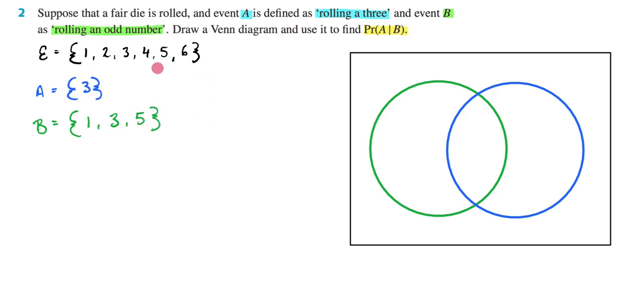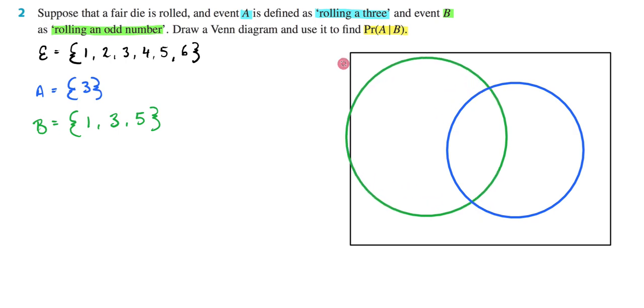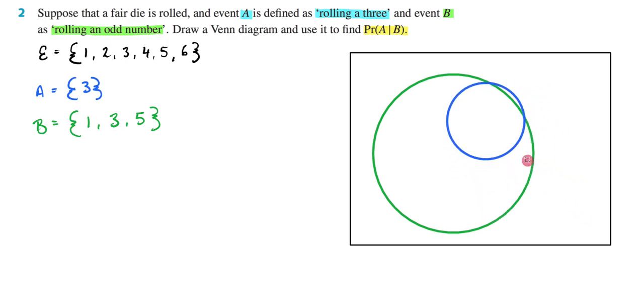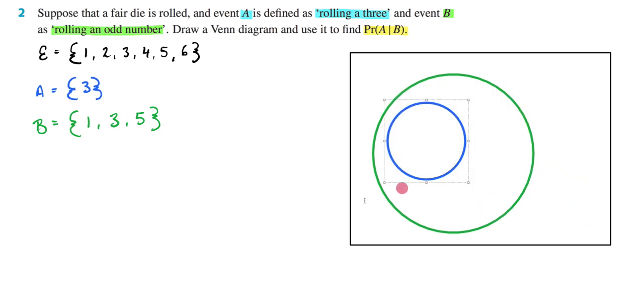Alright, so now that we have all this information, we can begin to put it into our Venn diagram. Before I start drawing my Venn diagram, I want us to note the fact that A is a subset of B. And that's because A exists within B, because I have a 3 here, and that 3 is there as well. So when we come to draw our Venn diagram, B is going to be a bigger circle, and A is going to actually live inside of it, like this.